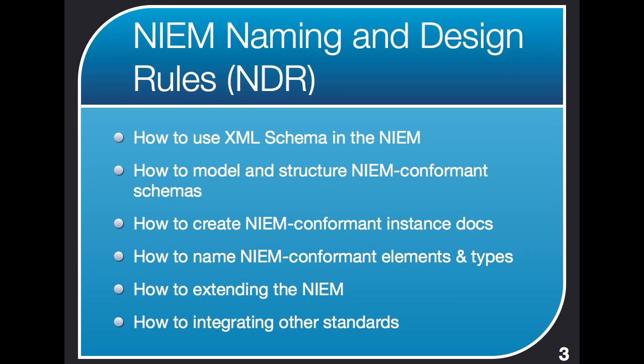The NDR also tells you how you can extend the NIEM. The NIEM's huge, but it doesn't contain everything, so you need to be able to add your own elements and types to the NIEM, following the naming rules in the bullet above. And then finally, the NDR tells you how to integrate other standards into the NIEM. There are other standards out there. They're important standards. They may be standards that fit your needs better than the NIEM. They may be standards that you're required to use for a variety of different reasons. And the NIEM has methods for allowing you to take those external standards and use them along with things from the NIEM. And again, the NDR tells you how to do that.